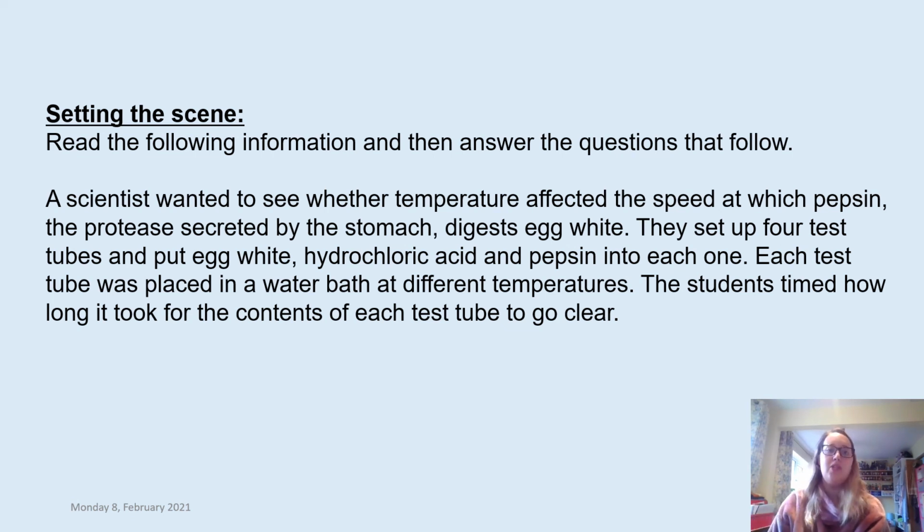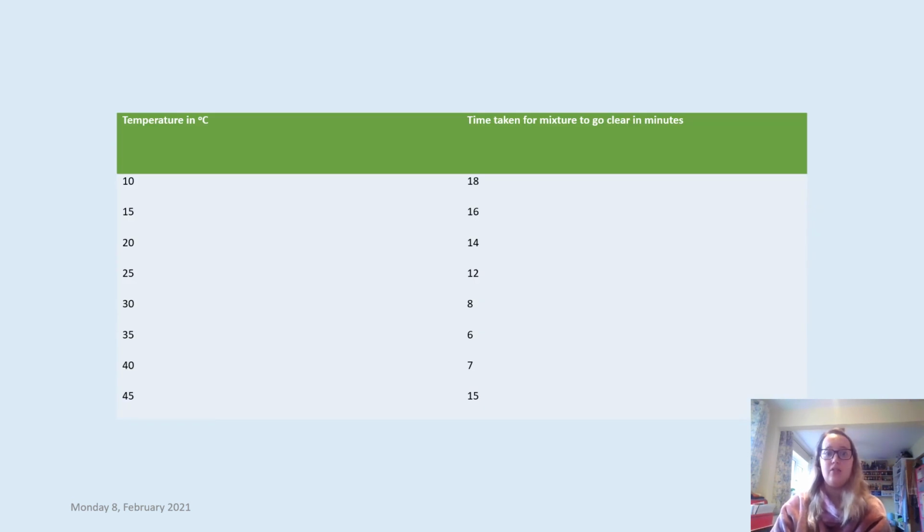So a scientist wanted to see whether temperature affected the speed at which pepsin, which is the protease secreted by the stomach, digests egg white. They set up 4 test tubes and put egg white, hydrochloric acid and pepsin into each one. Each test tube was placed in a water bath at different temperatures, and the students timed how long it took for the contents of each test tube to go clear. Here is your data set that you will need to use.